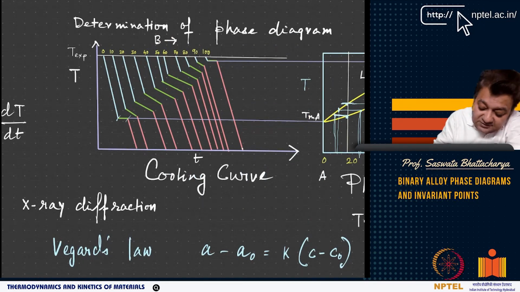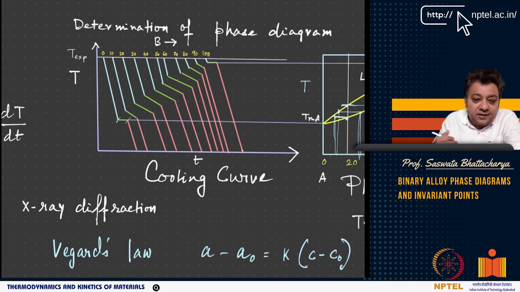These are all compositions expressed in terms of atomic percent. If it is 0 atomic percent of B, that means 100 atomic percent of A. Now, for 100 atomic percent of A, what you are seeing is called a cooling curve. It is cooling down till the freezing or melting temperature of A. Once you are at that temperature, you basically see a horizontal line.